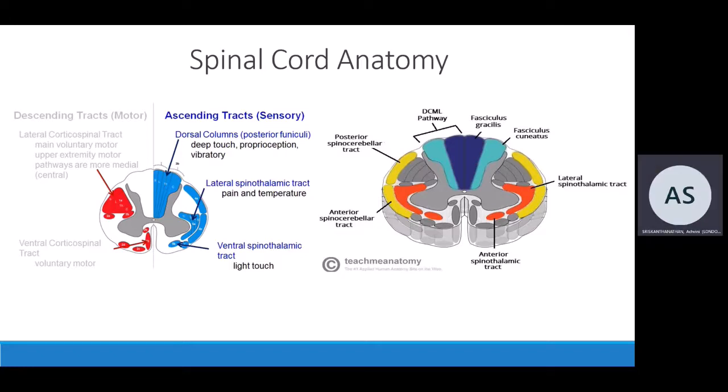And then you've got your ascending tracts, which are going from the peripheries to the brain, which carry all your sensory input. So you've got your dorsal columns, which is your deep touch, proprioception, and vibration. You've got your spinothalamic, which is your pain, temperature, and light touch, which is also divided into your lateral and your ventral. And I put this diagram in here just so it highlights it a lot better.